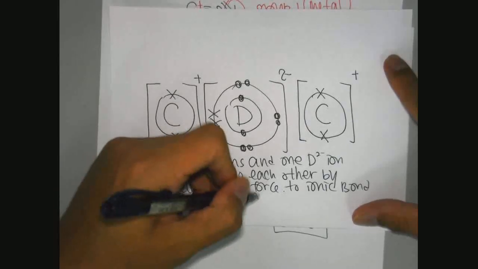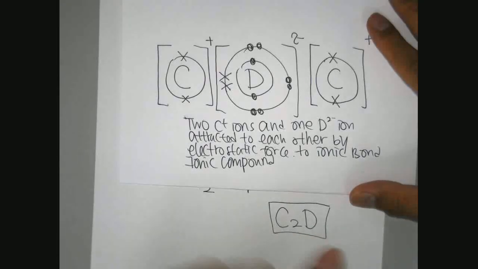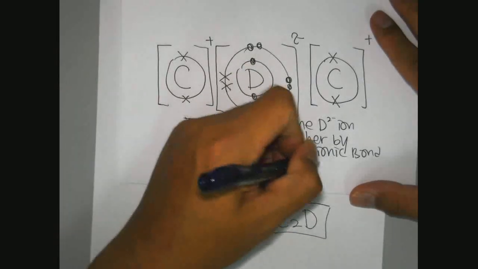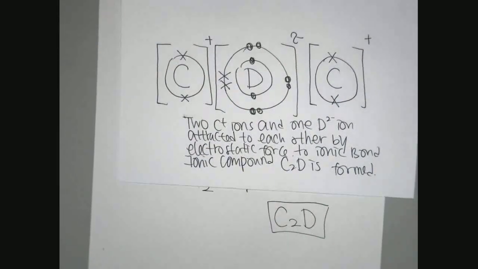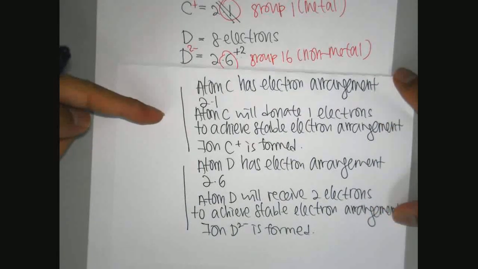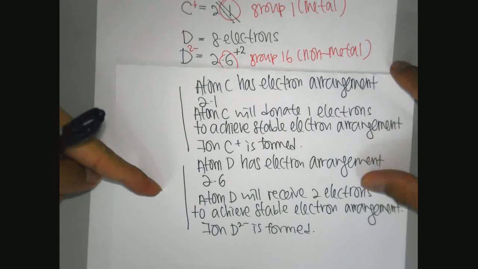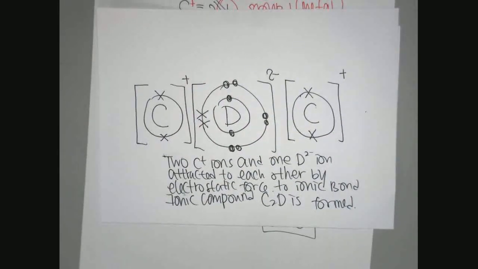For this ionic compound, the formula we predicted a moment ago is C2D. So we write the formula, C2D is formed. This is how we write the answer. Just tell people what happened to the C, what happened to the D, and how the C and D are joining together. Although the answer is a bit lengthy, as long as you follow the steps, go step by step, and don't take shortcuts, it shouldn't be too hard to understand.